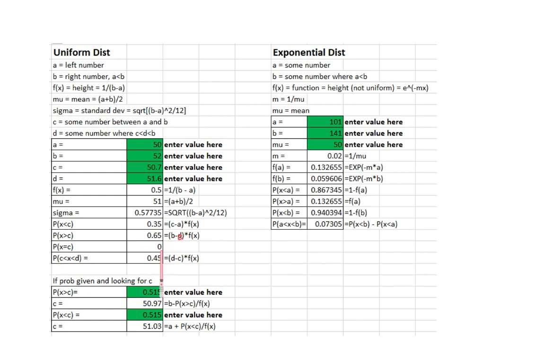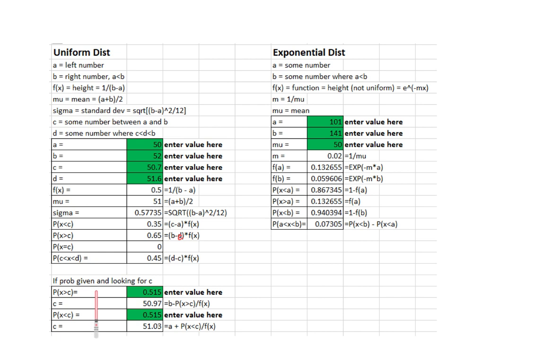It's always just 0. Now, if I wanted the probability that is between C and D, and they're not the ending and beginning points, then again, I'm going to do an equals, a parenthesis, D being the larger number, so I do D, and then that cell minus this cell, parenthesis, and then multiplied by the height.